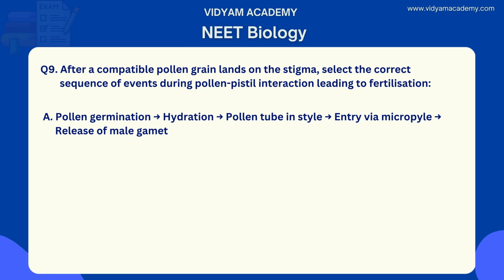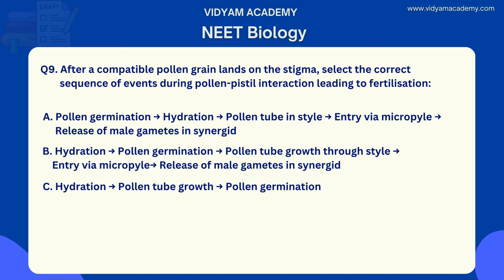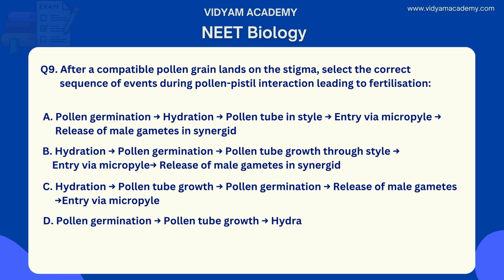Option A, pollen germination, hydration, pollen tube in style, entry via micropyle, release of male gametes in synergids. Option B, hydration, pollen germination, pollen tube growth through style, entry via micropyle, release of male gametes in synergid. Option C, hydration, pollen tube growth, pollen germination, release of male gametes, entry via micropyle. Option D, pollen germination, pollen tube growth, hydration, entry via micropyle, release of male gametes.